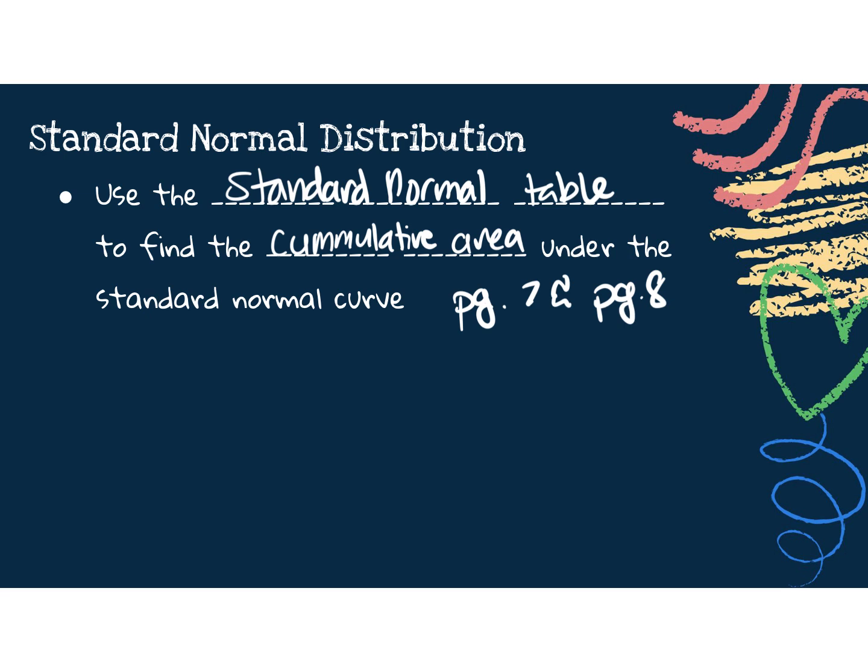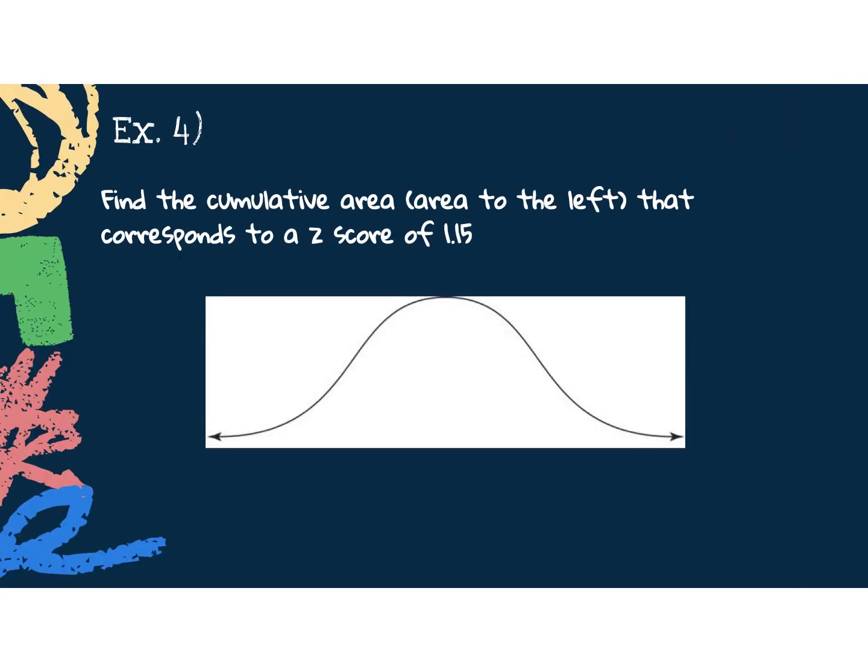Use the standard normal table to find the cumulative area under the standard normal curve. That table is on page 7 and page 8, and we're going to use it on example 4 and example 5. The areas found on the standard normal table are all areas to the left. That's what the cumulative area is: the area to the left.